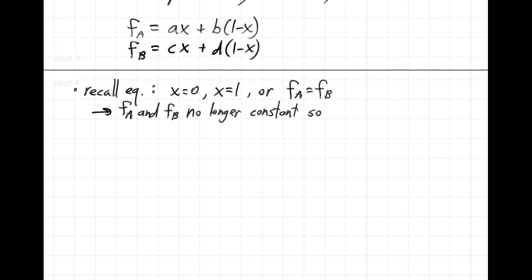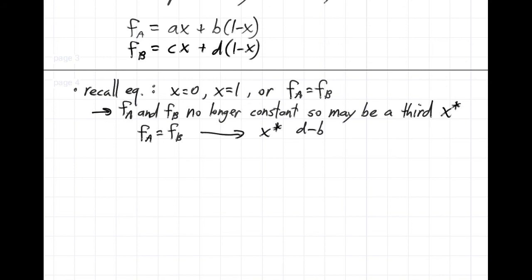So now there may be another equilibrium, a third equilibrium, and let's call it X star. To solve for it, we just set FA equal to FB, and we work through the math to figure out what X is, and we will find that it's D minus B divided by A minus C plus D minus B.